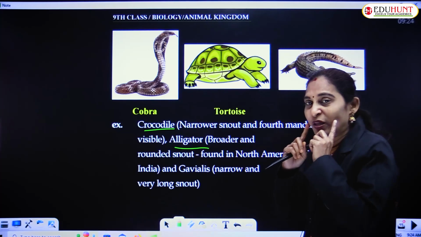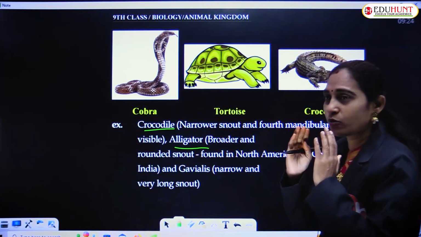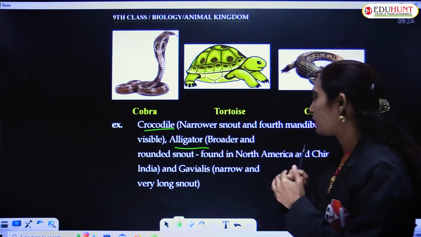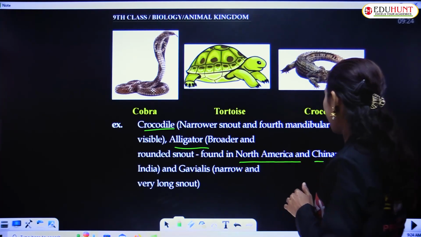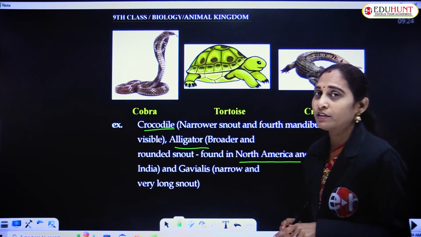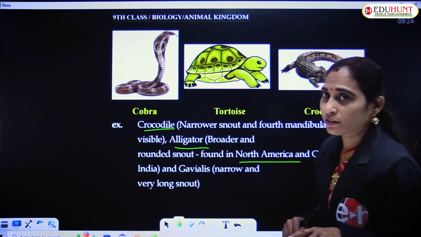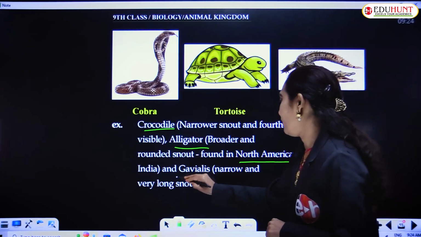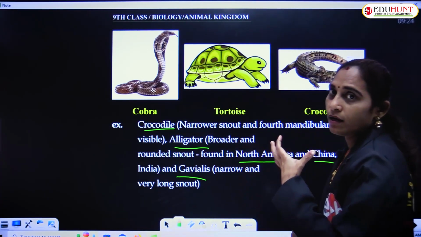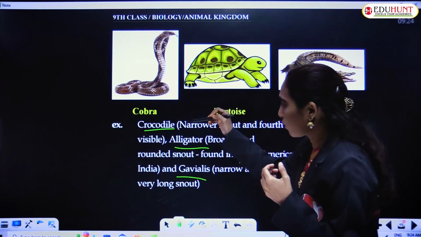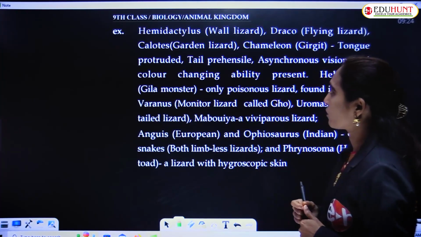Crocodiles have a large but narrow snout. But in the case of the alligator, the snout is rounded and a little broader when compared to the crocodile's snout, and it is found in North America and China, not in India. Just keep in mind that alligators are not seen in India. And Gavialis has a narrow and very long snout when compared to both crocodile and alligator.